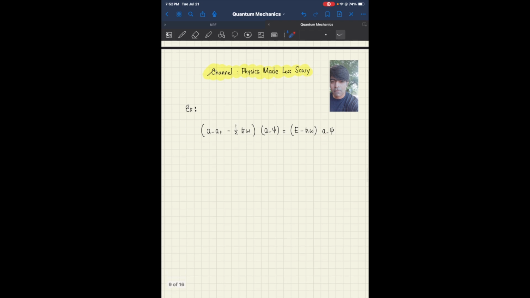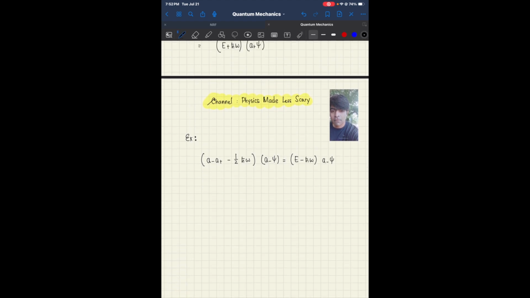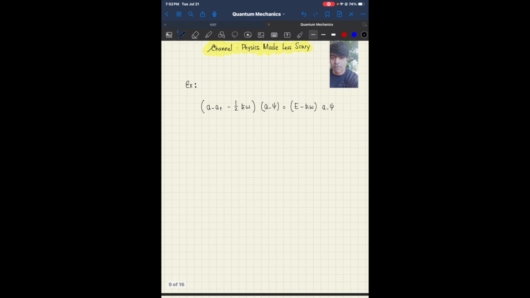And now you already know, you can see that the claim is if psi has an eigenvalue e, then a minus psi has an eigenvalue e minus h cross omega. Say a minus squared will have an eigenvalue e minus 2 h cross omega, and so on.